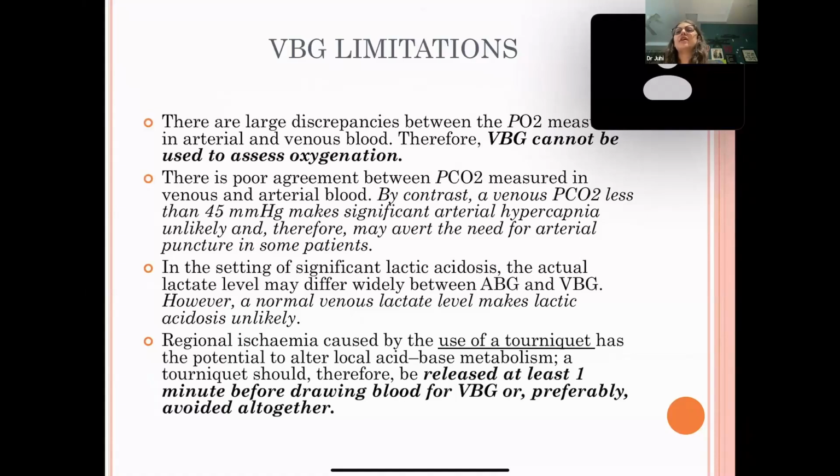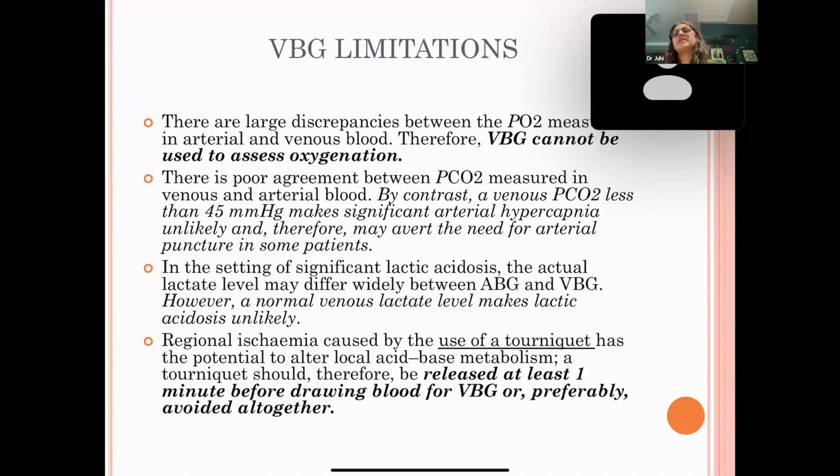What are the limitations? Since VBG is a venous blood gas, it's deoxygenated blood, so VBG cannot be used to assess the oxygenation. Also, PCO2 measurement has a poor agreement, so you should avoid relying on the PCO2 in VBG. But if you have a PCO2 less than 45 in a VBG, then at least you'll know that arterial hypercapnia is also not possible. Similarly, if you have a normal lactate level in a venous blood gas, then arterial lactate going high is less likely.